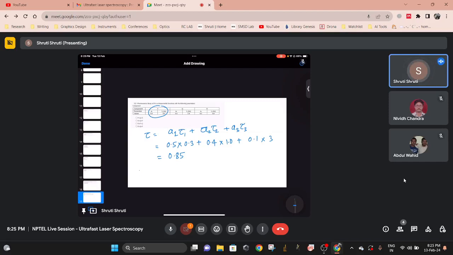Now if you want to get the contribution of P from the total, you need to do A1 tau 1 divided by the total, the summation, let me write it as the sum of AiTi. So this is 0.15 divided by 0.85. This will come as 0.176.